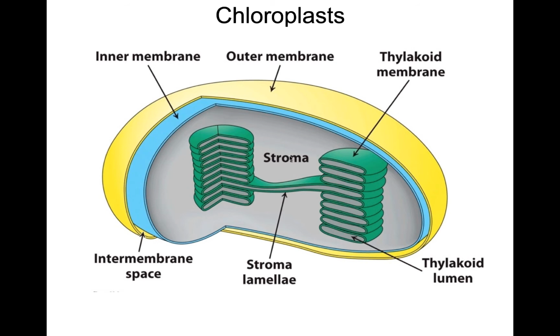We've got the stroma, which is within the inner membrane, but outside of the thylakoid membrane. So all of this space, this gray space here. And then we have the thylakoid lumen, or the thylakoid space. Now these are the two spaces that are the equivalent of the matrix of the mitochondria and the intermembrane space of the mitochondria. And so we'll look at the comparison a little bit later.